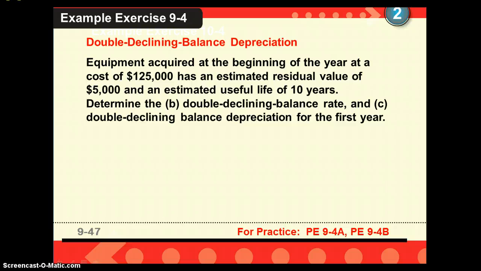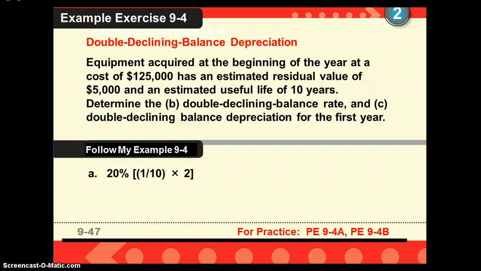One more example. Let's try the double declining balance method. We bought it for $125,000, has a residual value of $5,000, and it's useful for 10 years. See if you can calculate the double declining balance rate and the depreciation for the first year. Hopefully you got 20% for the double declining balance rate. So 1 out of 10 for the 10-year useful life, and then we multiply that by 2, 20% per year. The $125,000 cost times the 20% per year, that would be $25,000 for the first year.